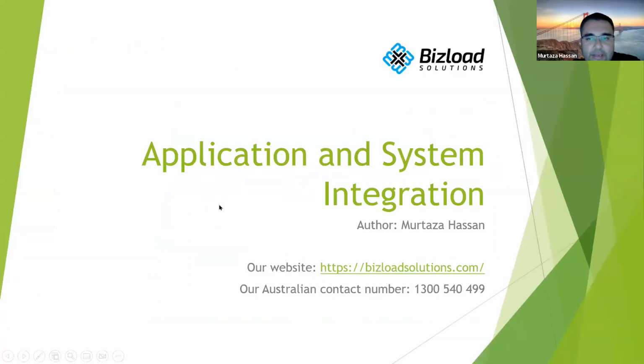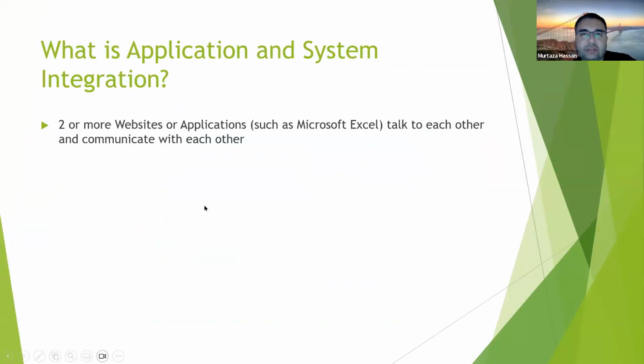And basically, what is application and system integration? One example is two or more websites or applications, such as Microsoft Excel, talking to each other and communicating with each other. So that's a good nutshell example of what is application and system integration. You can define it more with this, I understand, but this is one example of system and application integration.